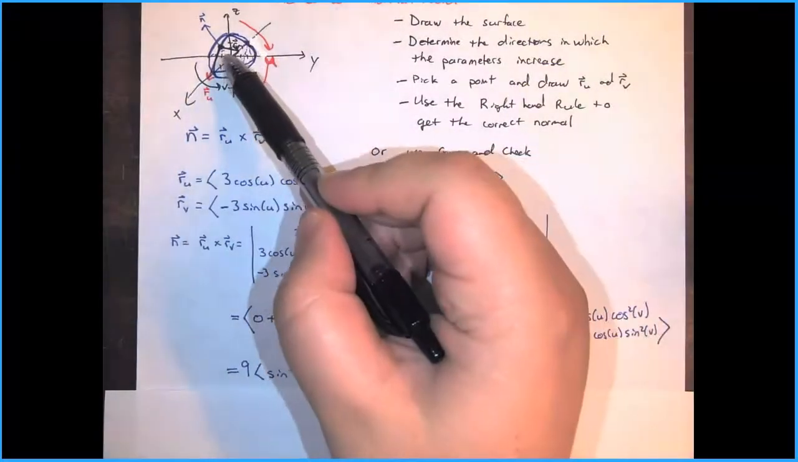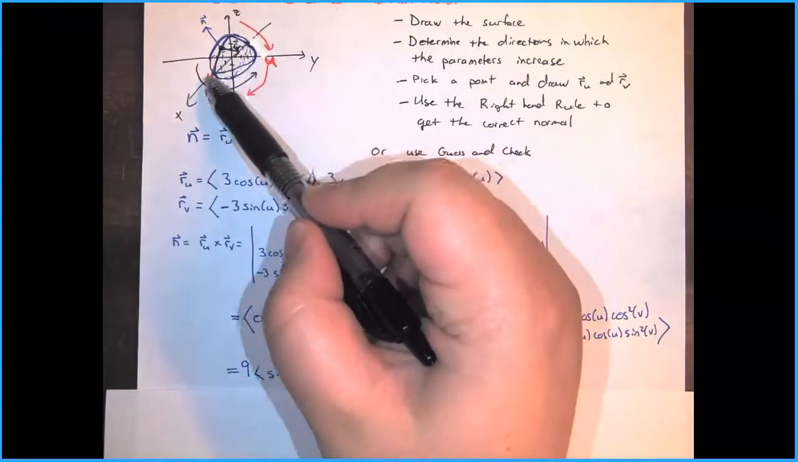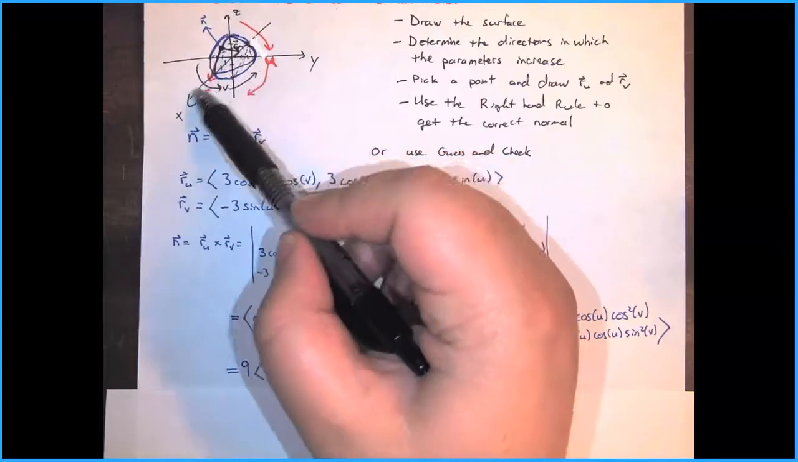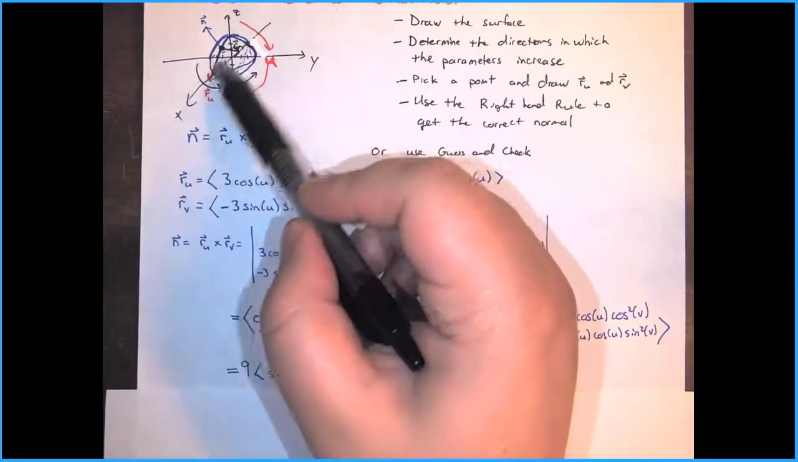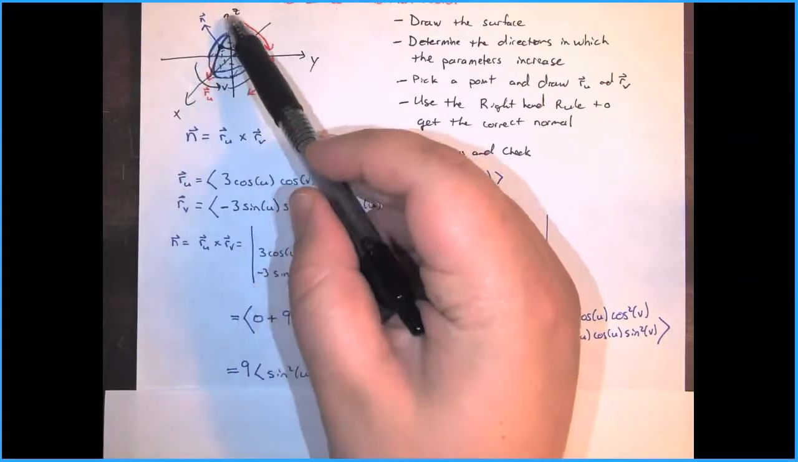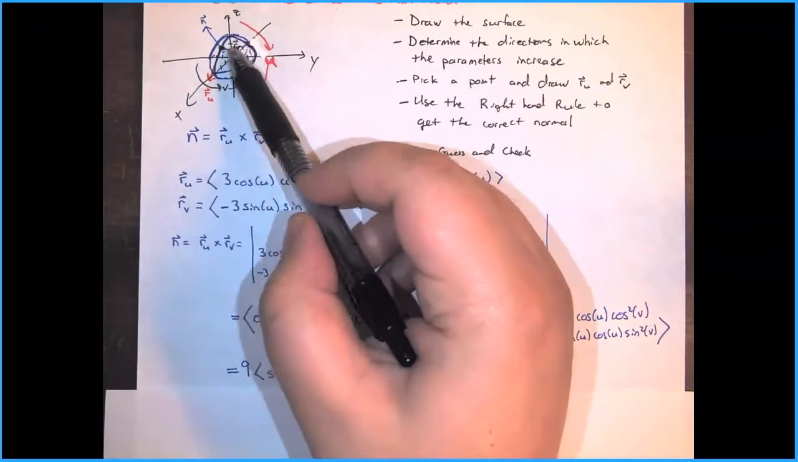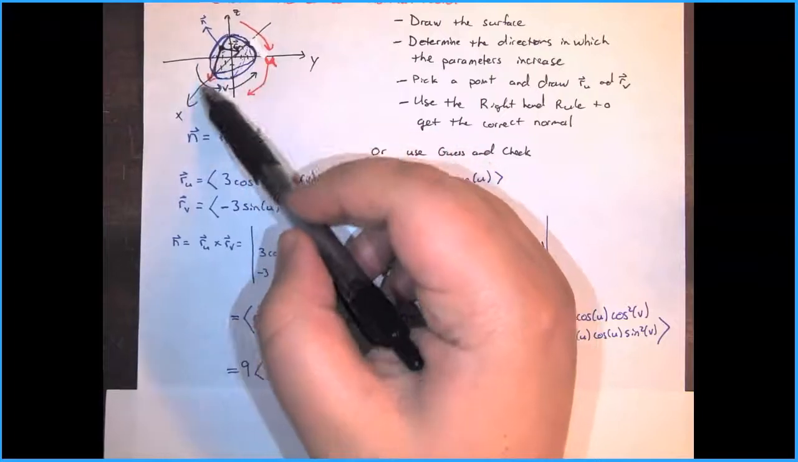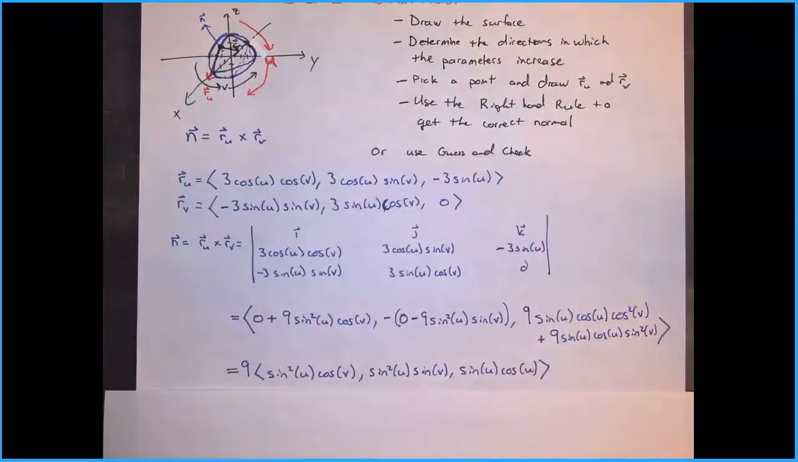Well, for v, v is the same as theta. V is going to be 0 because I know v gives me an angle with the positive x-axis. So here v is 0. U is an angle with the positive z-axis. Well, this is a 90-degree angle, so my u value is going to be pi over 2. And now I can check plugging in pi over 2 for u and 0 for v.